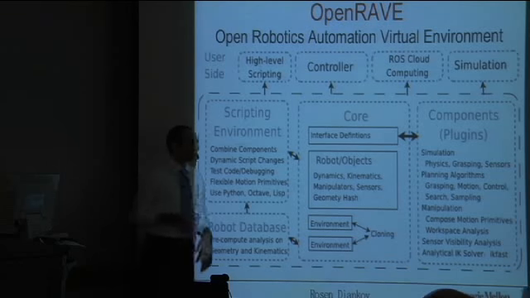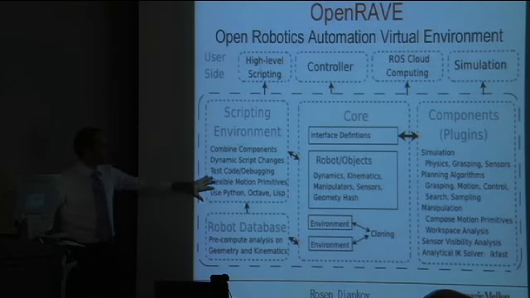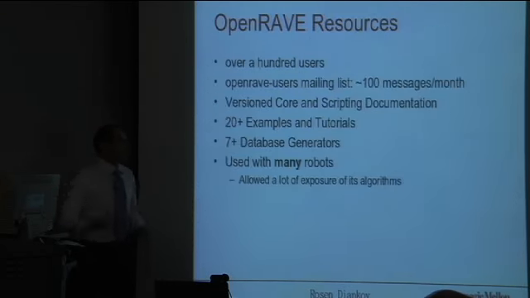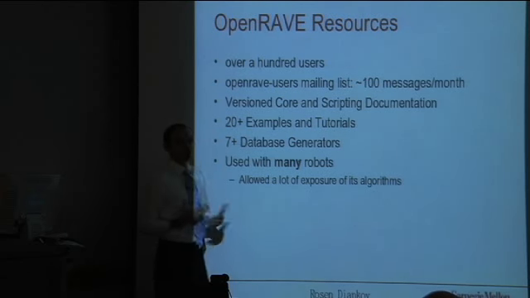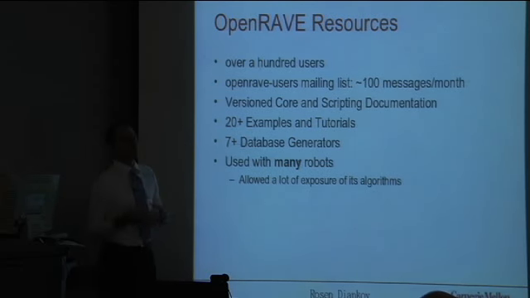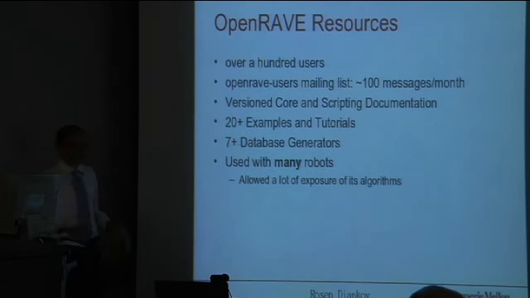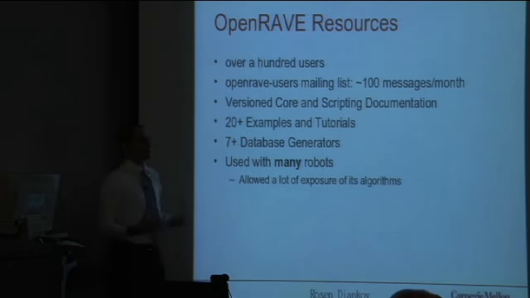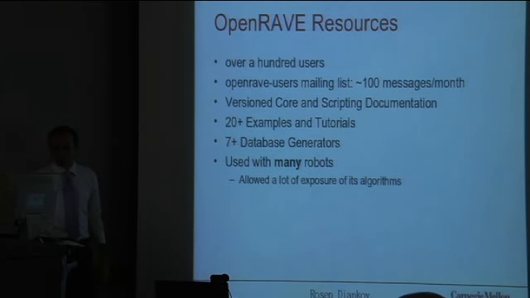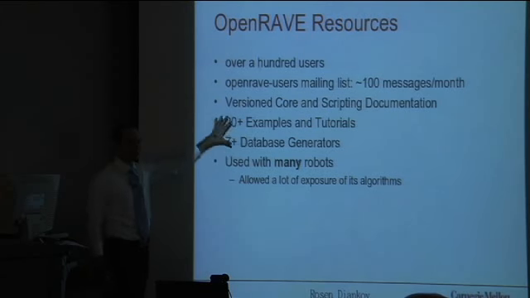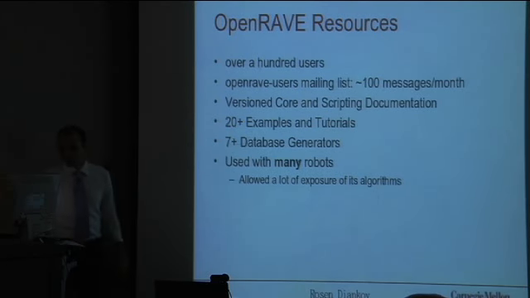And I would say that this has been a great success. There are over 100 users now, and there's a really active mailing list, and the number of tutorials for OpenRAVE is increasing. It has been used with many, many robots, which has filtered out all the algorithms that don't work and left just the ones that do work.